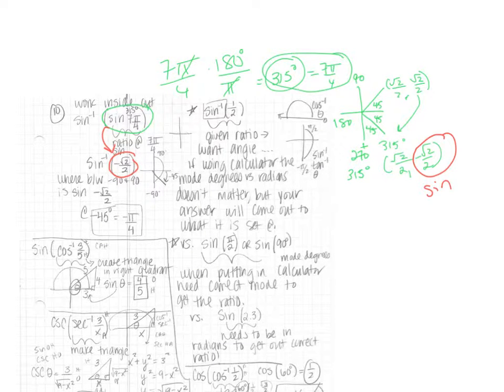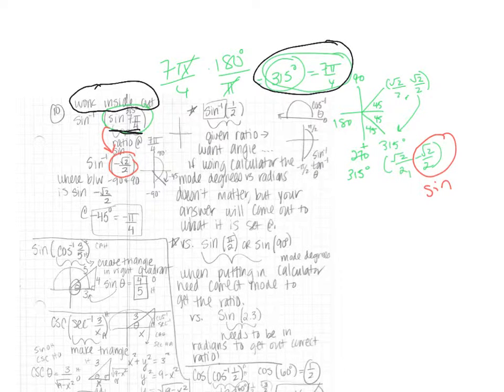So to start this problem, you remember you have to work inside out. On the inside, they're saying sine of 7 pi over 4. What is that value? What's the ratio? When you're given an angle, you're trying to find the ratio. So 7 pi over 4 is the same as 315 degrees.